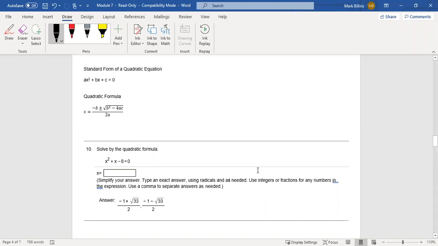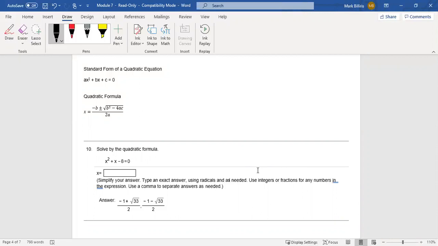So here we're going to talk about solving quadratic equations. Quadratic equations means that the highest exponent is 2 with our variable. So the standard form is ax squared plus bx plus c equals 0. In order to solve these equations using the quadratic formula, we need to make sure that we place the terms in descending order and set the equation equal to 0.